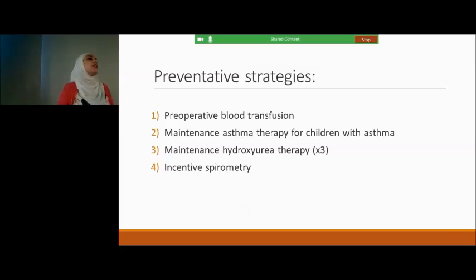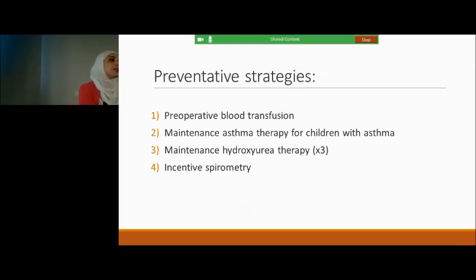Now, preventative strategies for acute chest syndrome. As we mentioned earlier, operations are a risk, so preoperative blood transfusion, and of course this has to follow the guidelines and the level of HbS, and this is guided by the hematologist. If the kid is known to have asthma, you're going to make sure that the asthma management is optimized, and encourage your patients, as indicated, to use their hydroxyurea therapy.